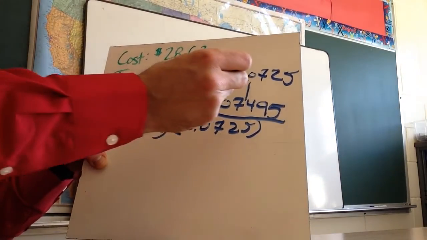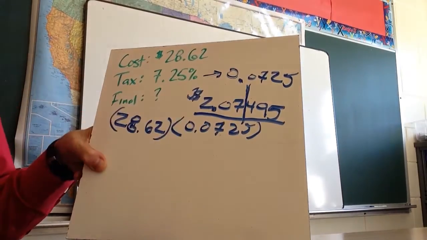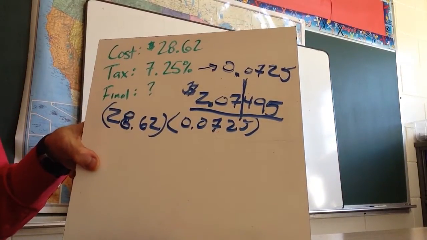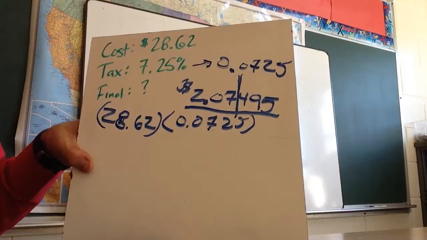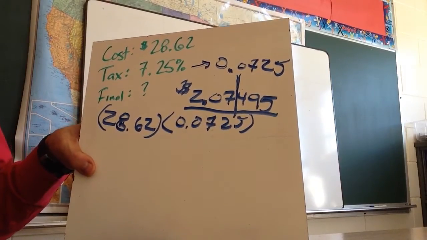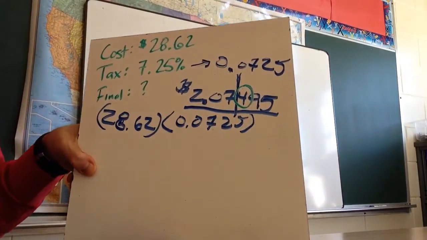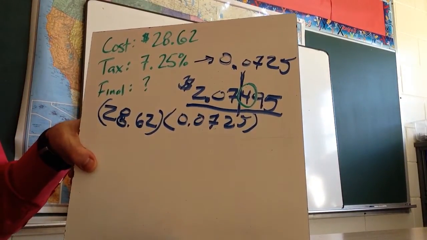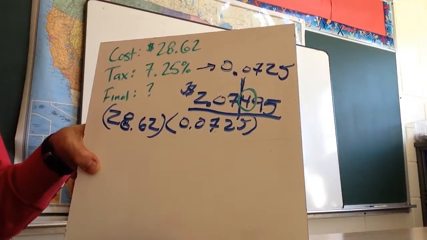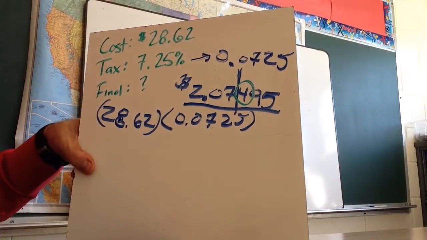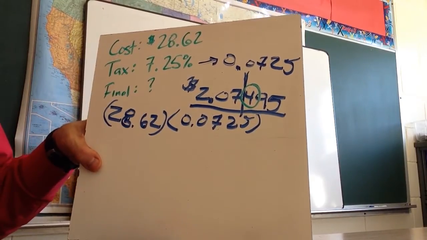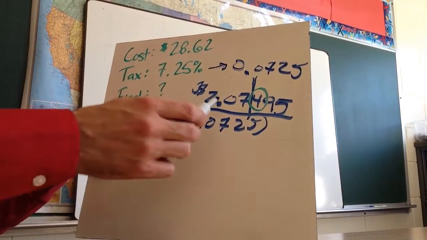So the question is, with that 7, should I leave it at 7, so it should be $2.07, or should I round up to $2.08? The number that tells me what I should do is this one. If that is a 5 or greater, I need to round up, so this will become $2.08. Since it is a 4, it means I leave it the same, so my tax is going to be $2.07.